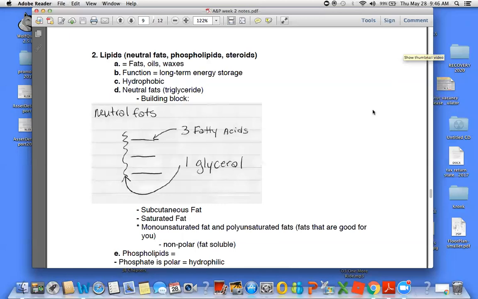And fat underneath your skin is known as subcutaneous fat. And so you go like that, you can feel the fat. You have to have a certain amount of fat.